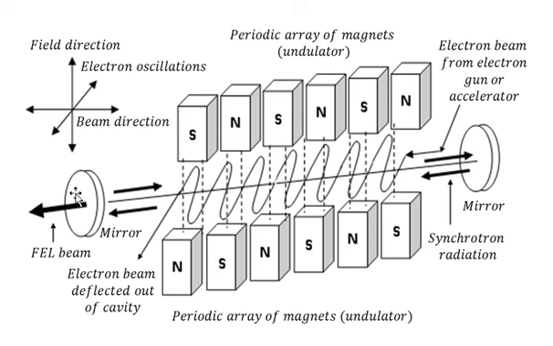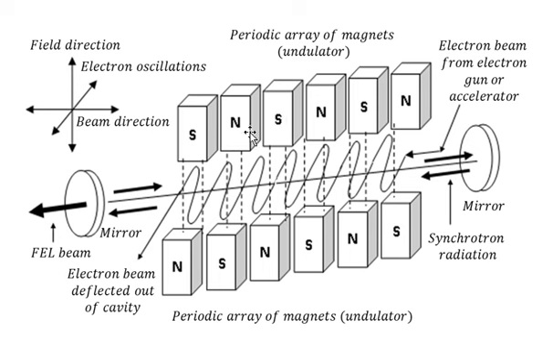The FEL beam is coming out from this end, and here this is a mirror, and you can see that these bold arrows are indicating the synchrotron radiation. This is a 100% reflector mirror, whereas this is a partially reflecting mirror out of which the FEL beam will come out.